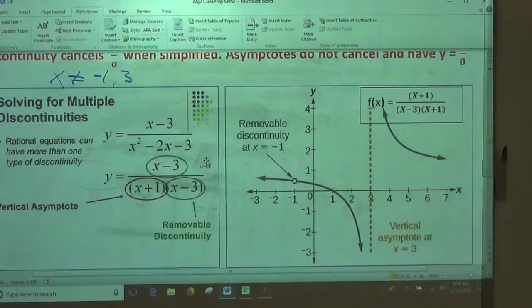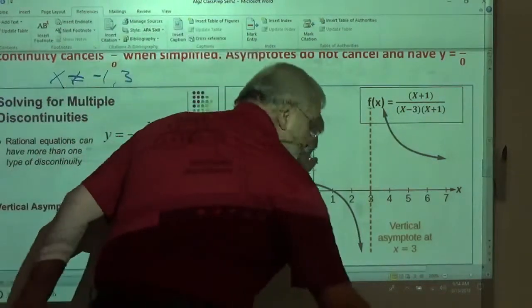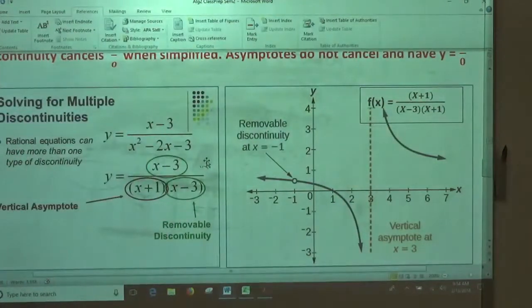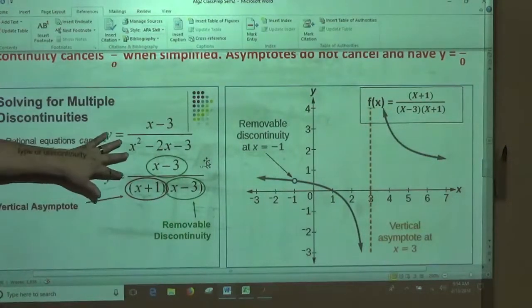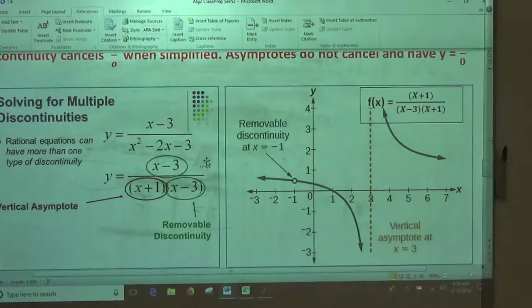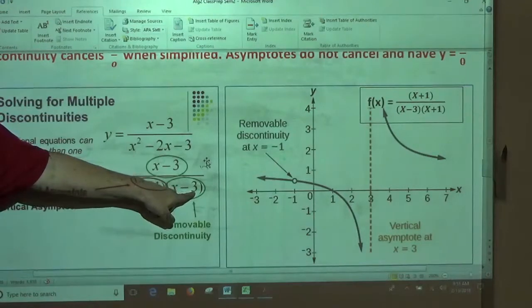One of the things that's going to happen in chapter 7 is that you're going to begin to look at these graphs. The key is, after we factor, if there's the same binomial top and bottom, you have a what? Starts with an H. Hole, right? Removable discontinuity. Why is it removable? Because it canceled out. But we already knew from the start that it could not equal 3.